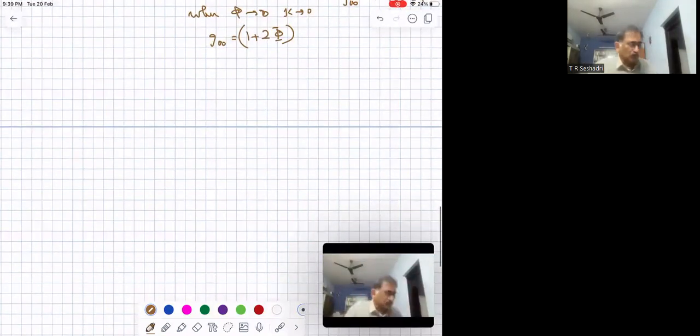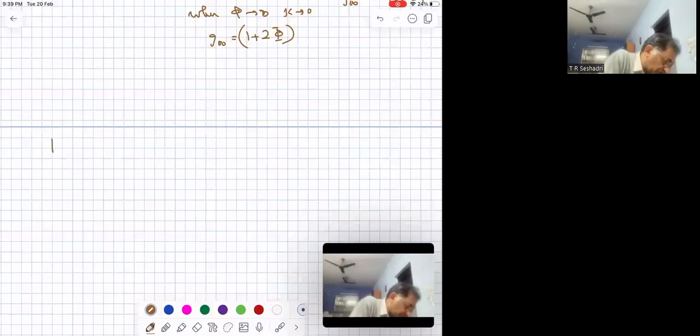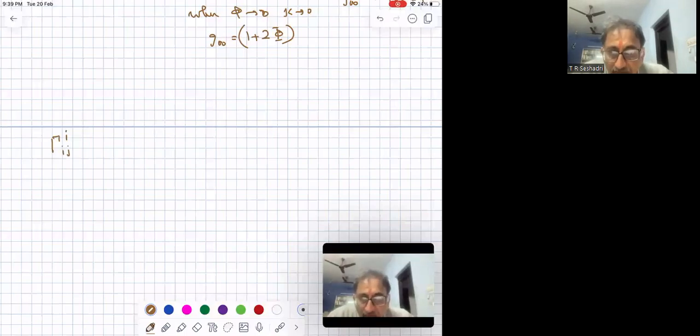Now I will go to one more property of gamma, which will be very useful, and I'll give an example of that also. Let us consider gamma with two of its indices equated, I and J, just two of the indices of gamma.